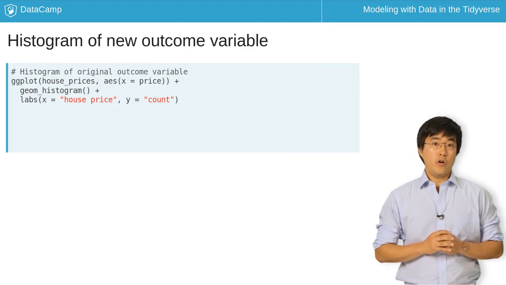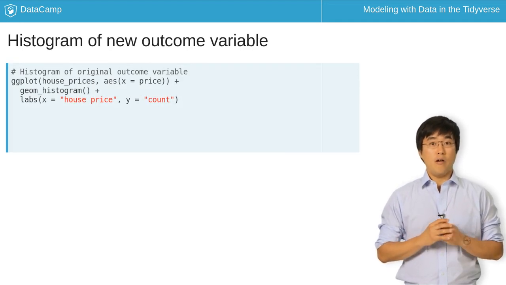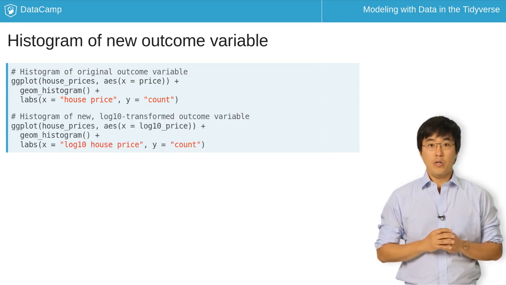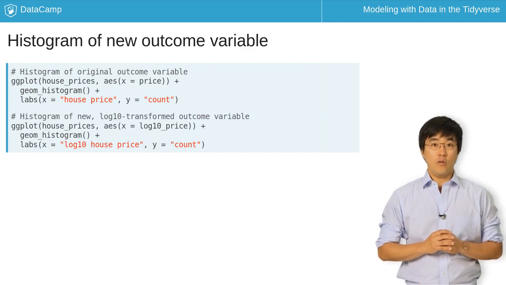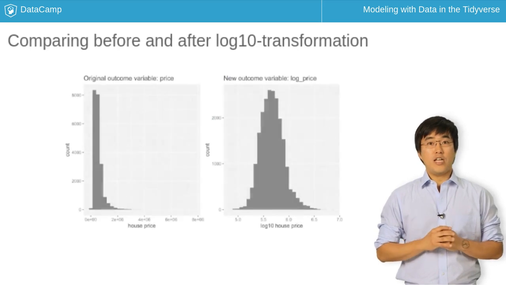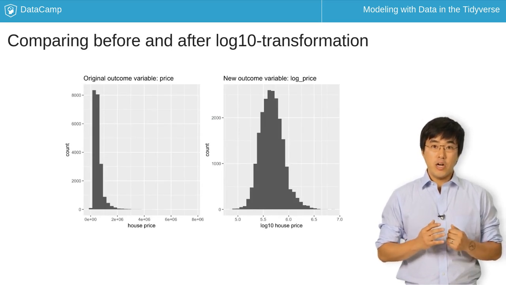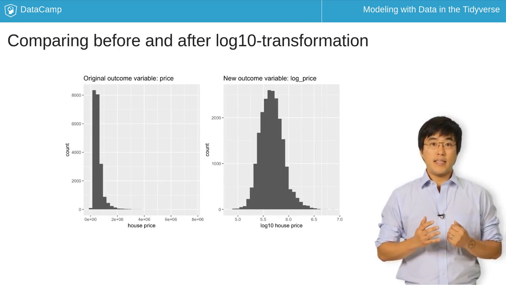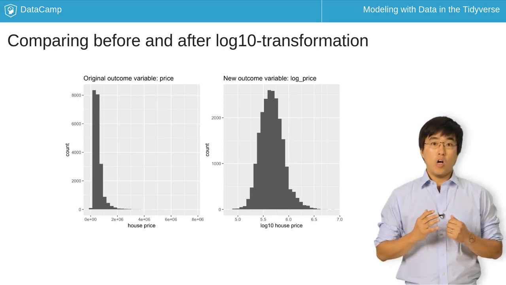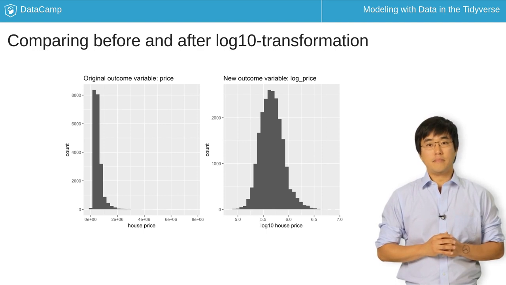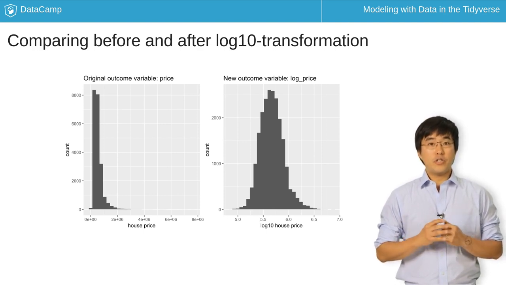Let's take the earlier code to plot our histogram of the original outcome variable, copy, paste, and tweak the code to plot a histogram of the new log 10 transformed outcome variable. Observe that after the transformation, the distribution is much less skewed, and in this case, more symmetric and bell-shaped, although this isn't always necessarily the case. You can now better discriminate between houses at the lower end of the price scale.